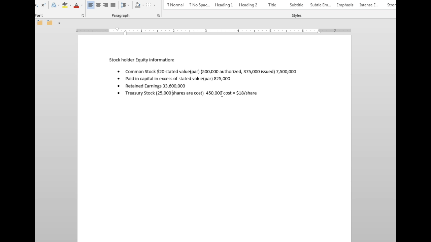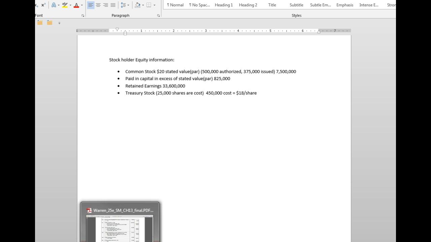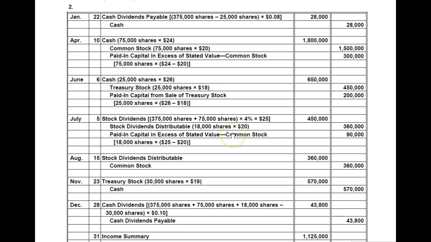To find out the actual cost per share, for when we go to sell these again, we divide the 450,000 by 25,000, and the cost of the treasury stock is $18 per share. So those are things to keep in mind, and as we go through the problem, we'll come back to them.